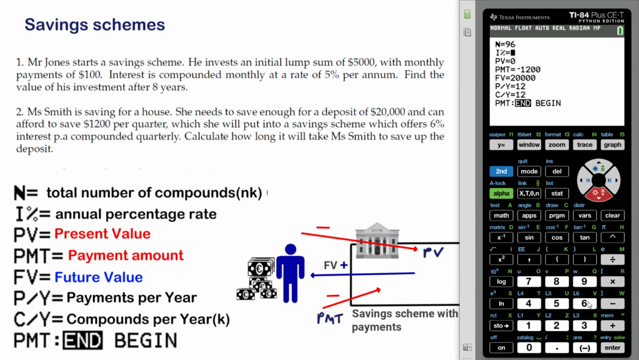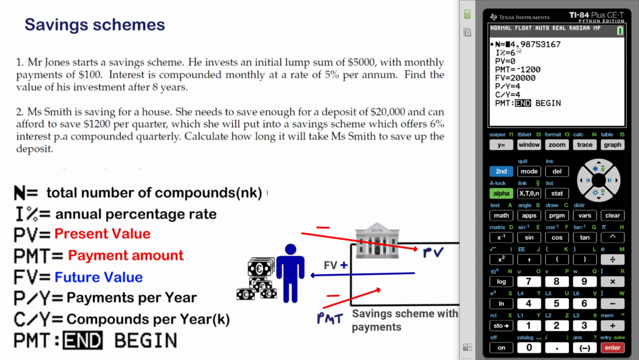Interest rate is 6%. Notice that everything is compounded and payments are quarterly. So these both need to be 4. Okay, so the thing we're trying to find actually is the top number. So we do alpha solve. So it's 14.99. But don't forget, this is the number of quarters that she's actually paid.